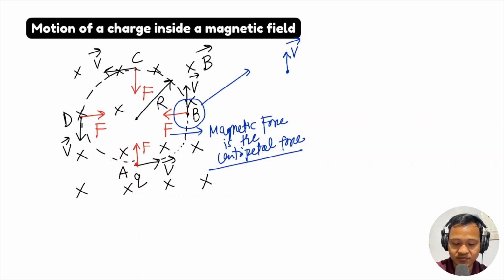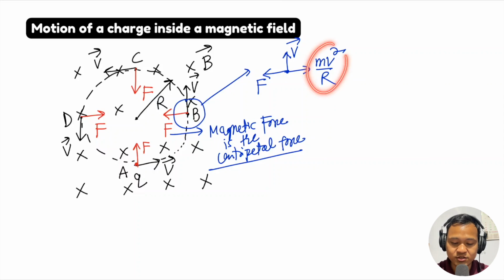There will be a centripetal force, the magnetic force. With respect to this particle, the particle will experience a centrifugal force. So that force I can write as mv square divided by r, for any circular motion.